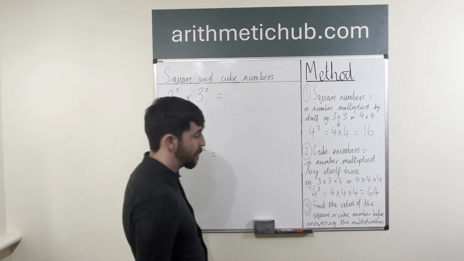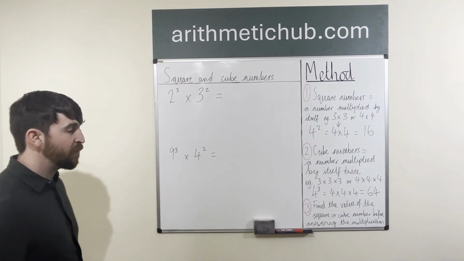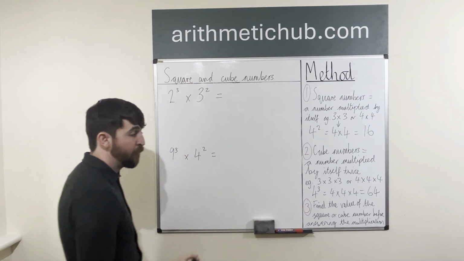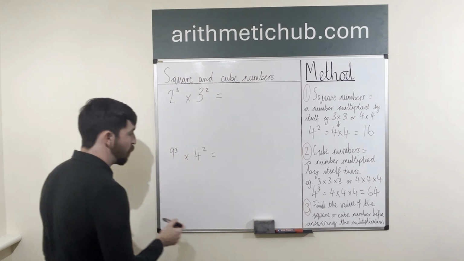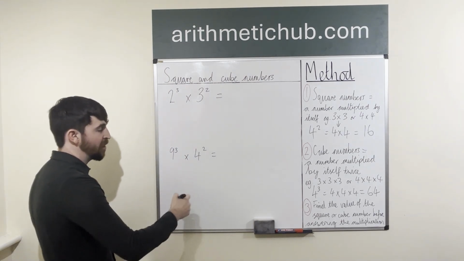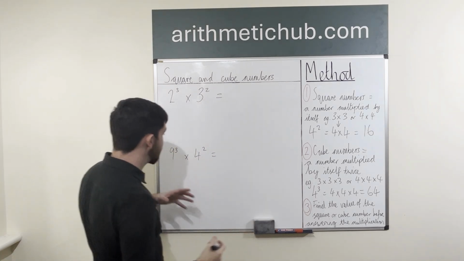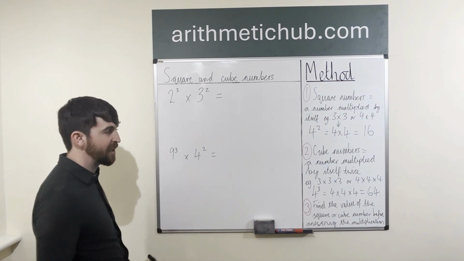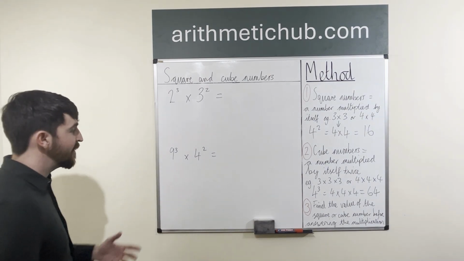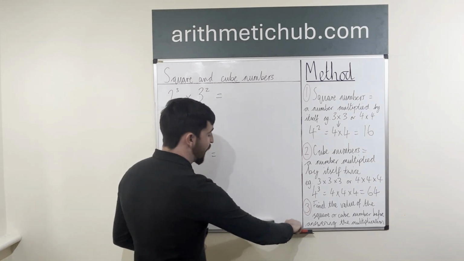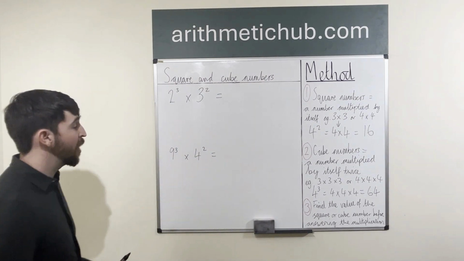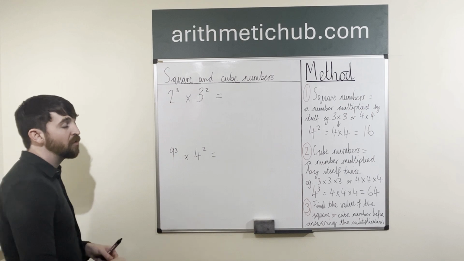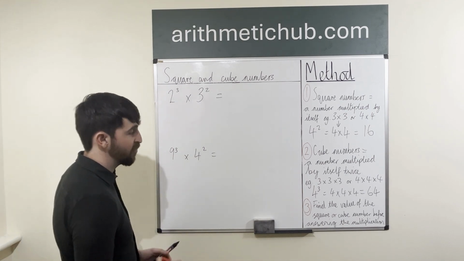The final part of the method says, find the value of the square or cube number before answering the multiplication. You don't want to be trying to work out this one and then say, right, okay, well I've got half of it and then I'm going to try and work it out times by 4 and then times the answer by 4. Let's just set it out, let's annotate on and work out what each of the cube and square numbers are first, and then use that to be able to answer the rest of the question, okay?